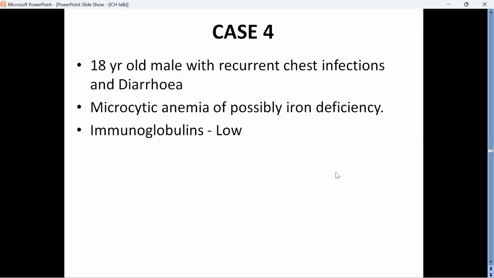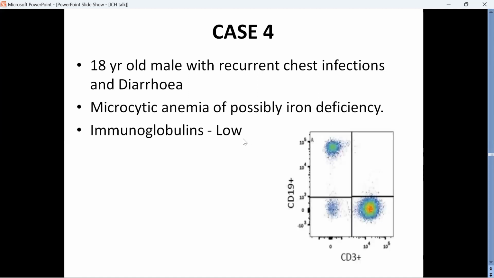Now coming to case 4, again an 18-year-old, more of a teenage male, with recurrent chest infections and diarrhea. His blood picture showed microcytic anemia and a possibility of iron deficiency. Immunoglobulins are low. Again, a T cell defect or a combined immunodeficiency is very unlikely to present at this age group. So this should likely be an antibody deficiency, as evident by the low immunoglobulins. So we proceeded with the subset analysis.